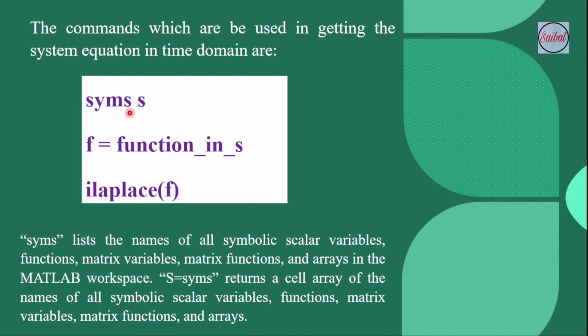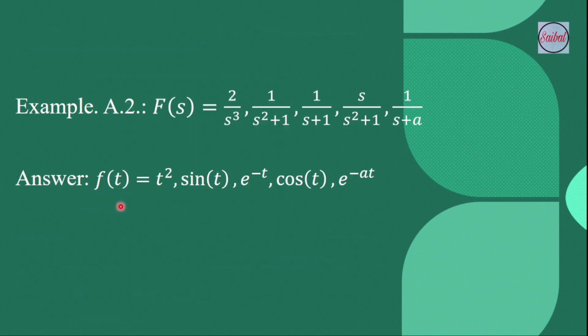And this is the same command we already used in the previous sections, that is syms s. In the previous section the variable was t, but here the variable is s, because we have to convert the S domain to the T domain, and in the previous case we converted the T domain to the S domain. So here we have to write s and the rest is the same, but for the inverse Laplace you have to remember that ilaplace means inverse Laplace.